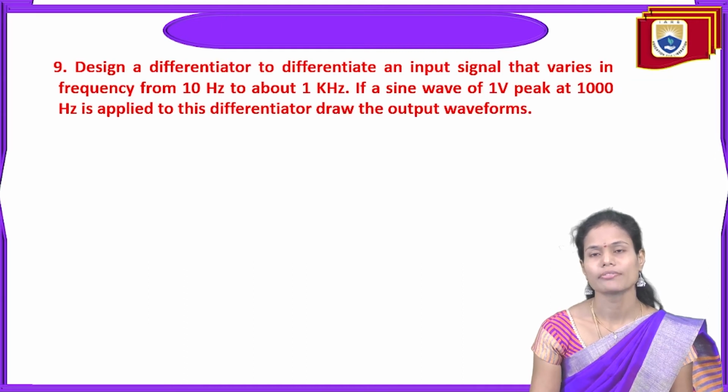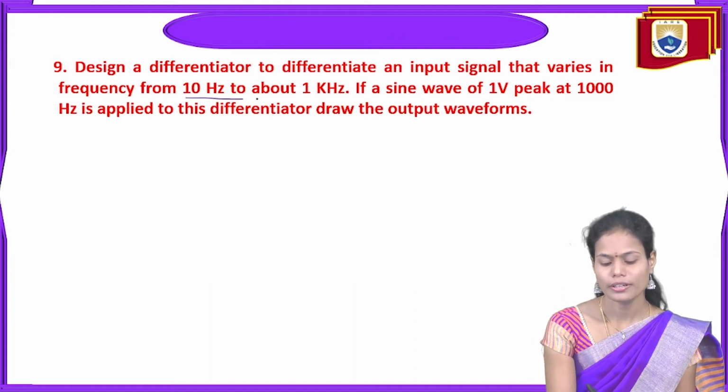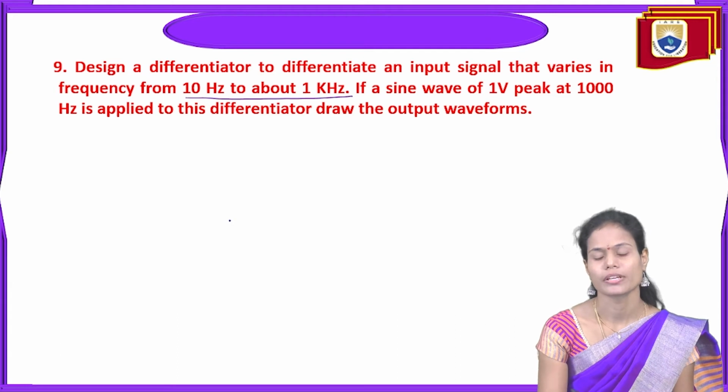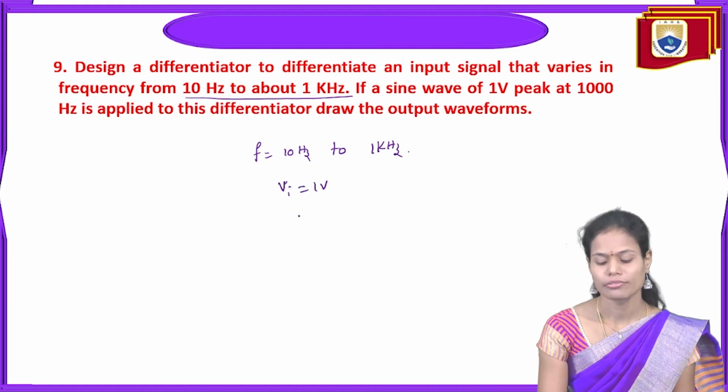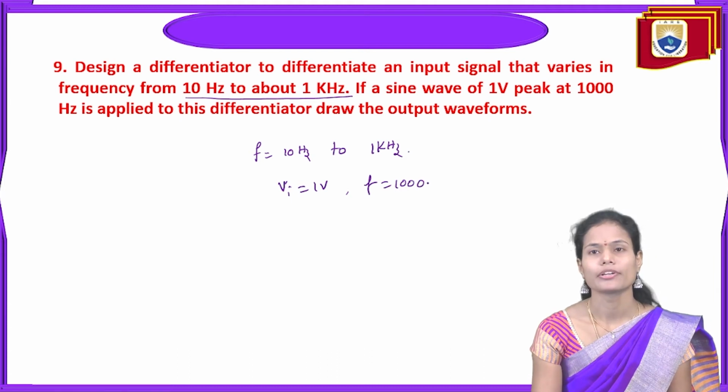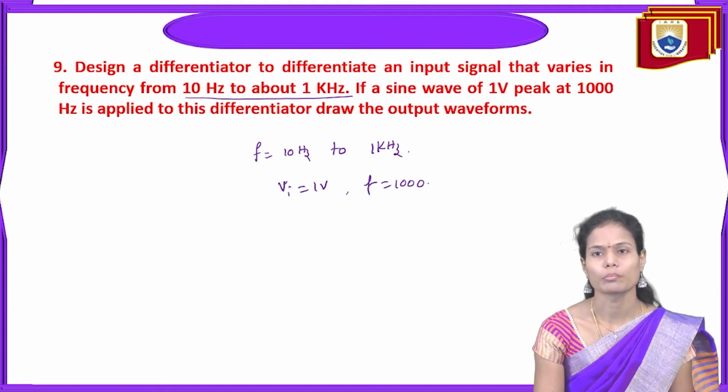And next, design a differentiator to differentiate an input signal that varies in frequency from 10 Hz to 1 kHz. So the frequency range is given as 10 Hz to 1 kHz here. And if a sine wave input signal of 1 volt and a frequency of 1000 Hz is applied to this differentiator, draw the output waveform.